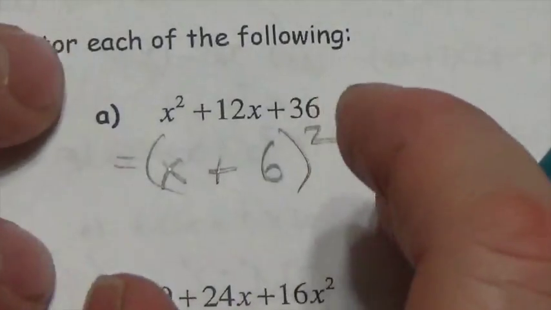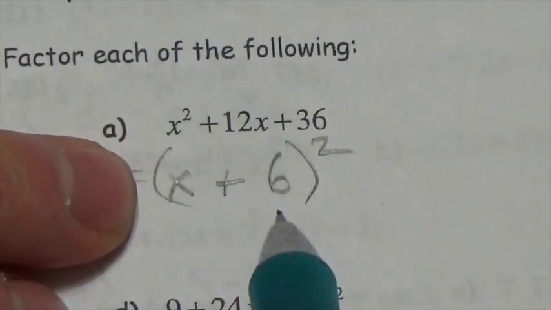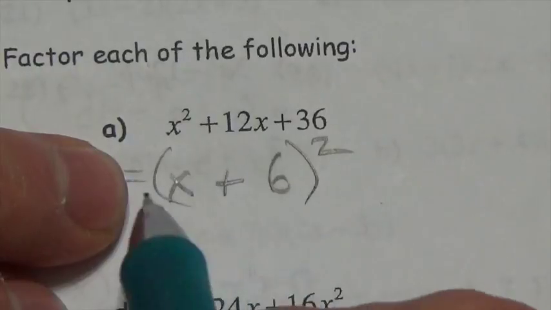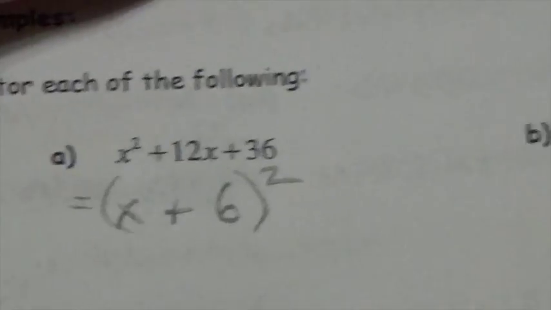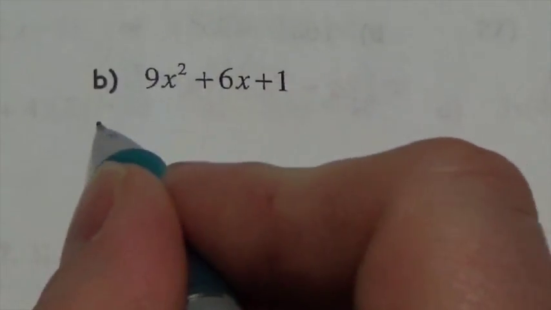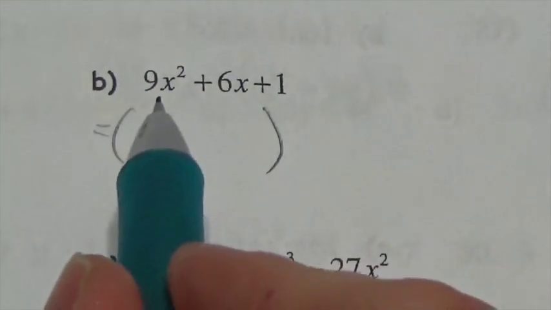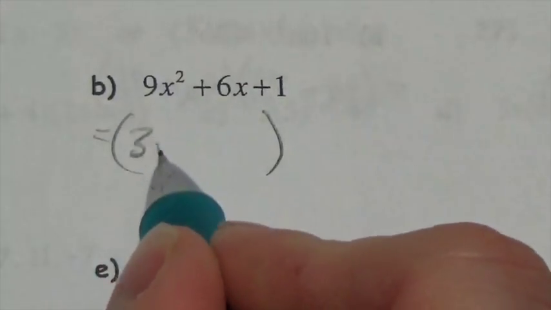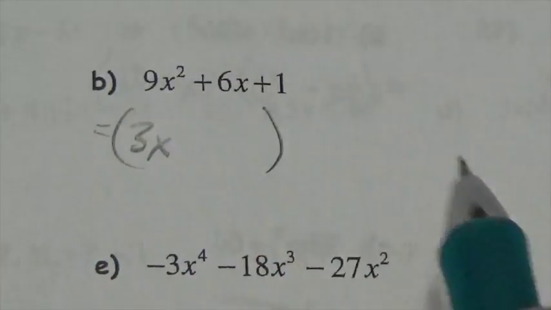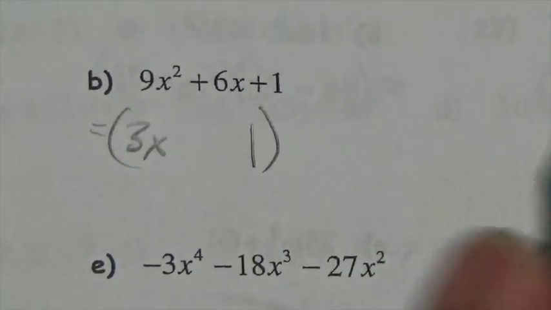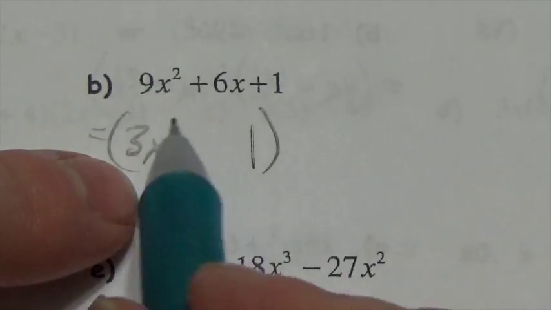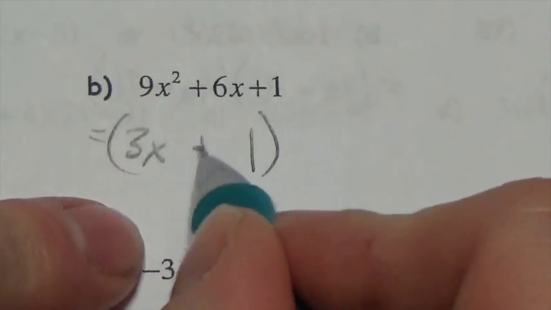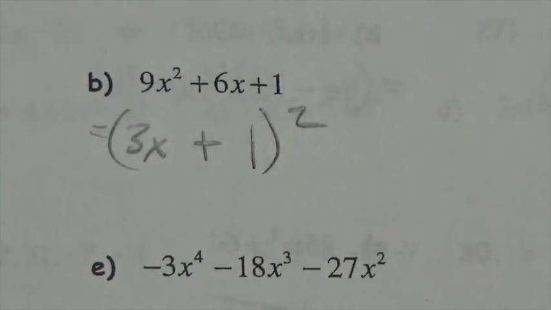Okay, that's the pattern that we've established. Square root, and if when I multiply these two together and multiply by 2, do I get the middle term? Then that is a perfect square trinomial. Take a look at this guy right here. Okay, 9x squared is a perfect square. Its square root is 3x. 1 is a perfect square. Its square root is 1. Now, 3x times 1 is 3x. If you multiply that by 2, you get 6x. So there it is. The answer to this is going to be 3x plus 1 all squared.